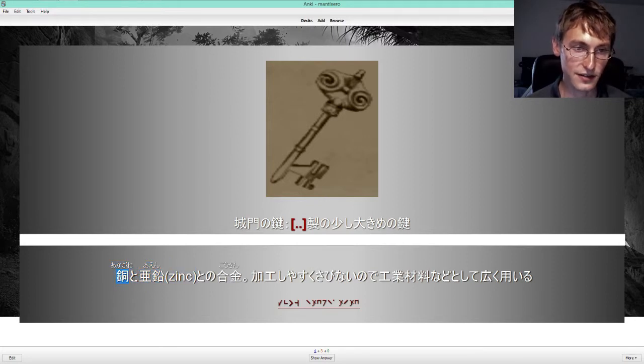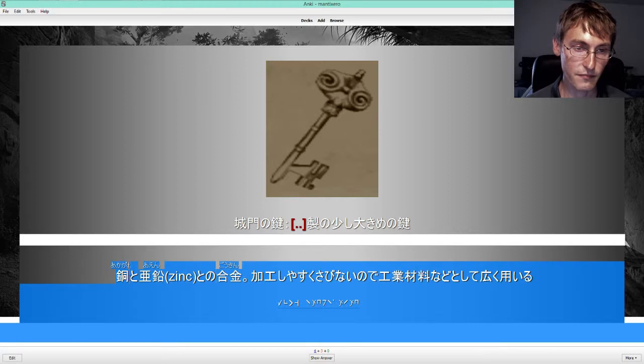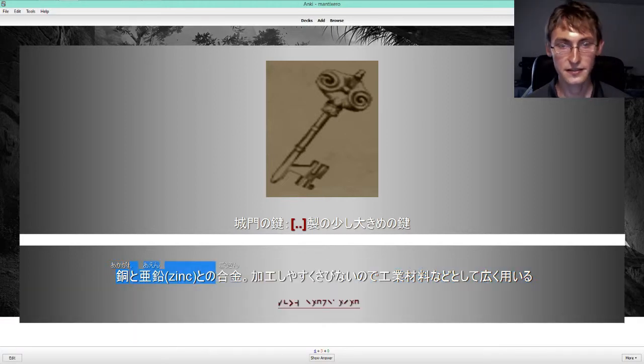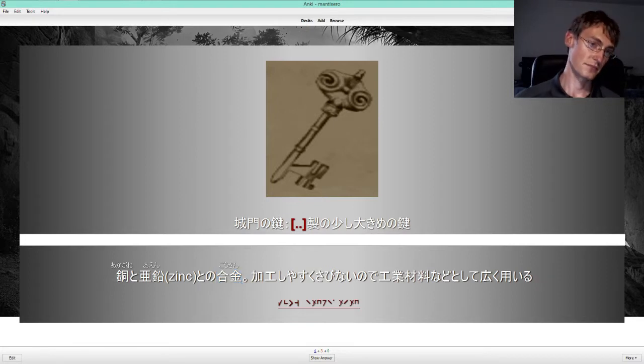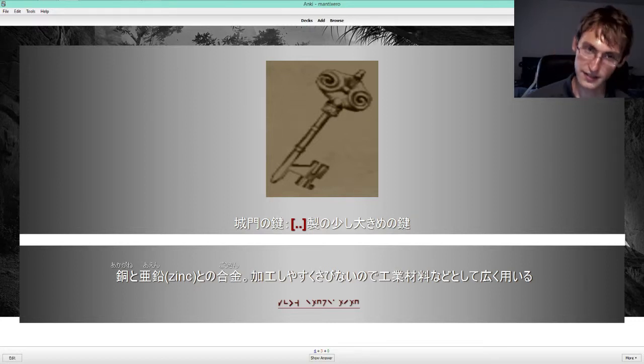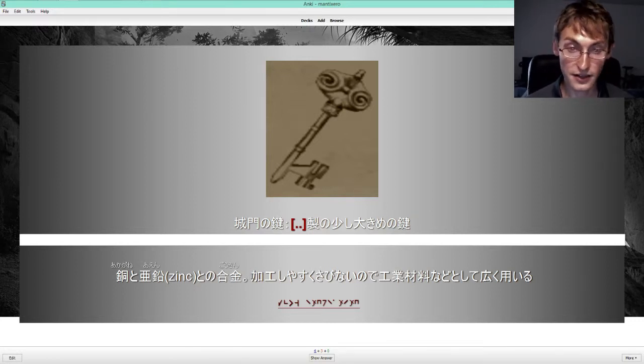So this is copper and zinc. No, gokin, an alloy made of copper and zinc. So what would that be? That would be brass, I guess. Judging from what I looked up yesterday, I didn't know that before yesterday.